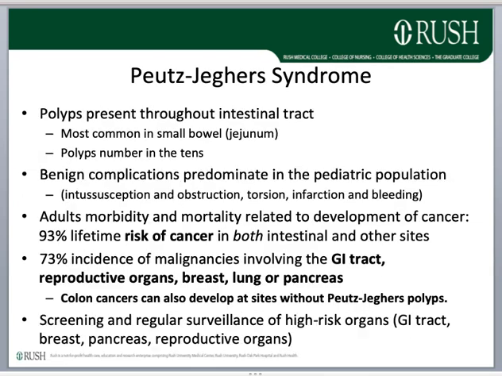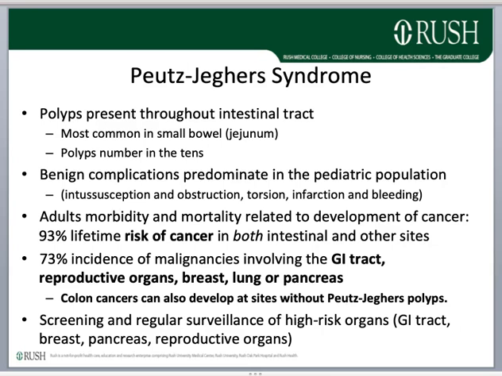Benign complications of PJS predominate in the pediatric population. Jejunal and ileal hamartomatous polyps often produce intussusception, leading to a partial or total bowel obstruction. When they're located in the rectum, hamartomatous polyps may prolapse, resulting in torsion, infarction, and GI bleeding. In adults with PJS, morbidity and mortality are related to the development of cancer.